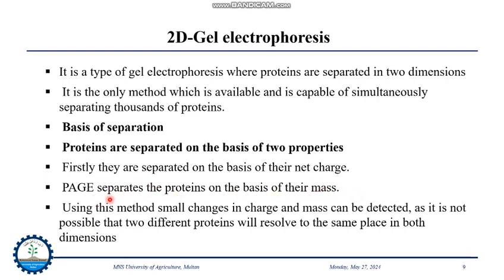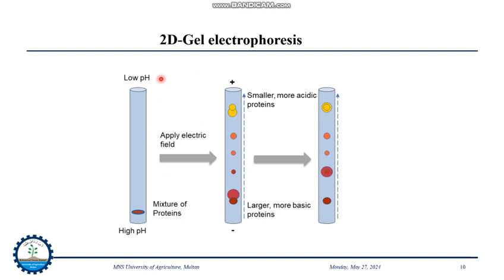Here, PAGE separates the proteins on the basis of their mass because protein has no net charge. Protein is neutral, therefore they separate by their mass. Using this method, small changes in charge and mass can be detected. Hence, it is not possible that two different proteins will resolve to the same place in both dimensions. And this is the structure of 2D gel electrophoresis, with low pH and an applied electric field. The small proteins are non-acidic, and the large ones are more basic in nature.